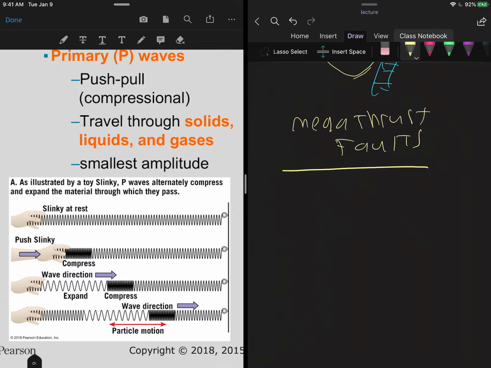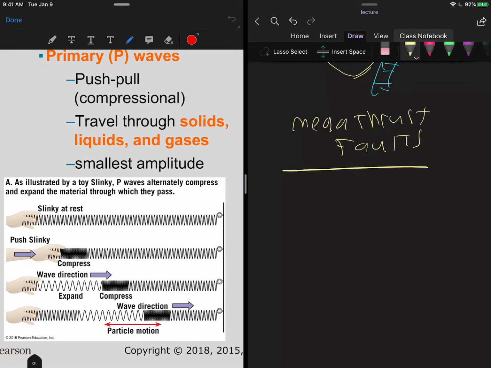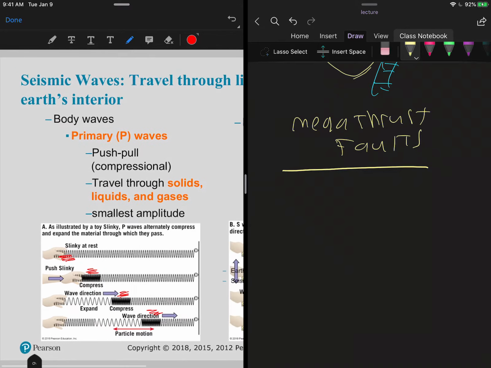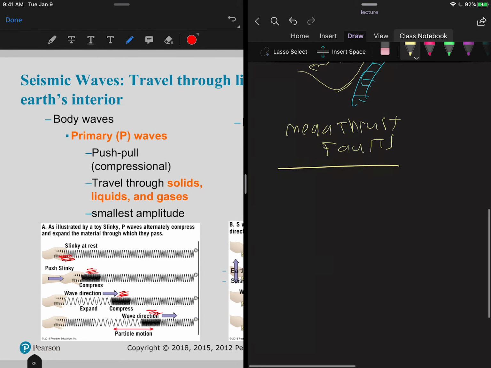So you can see here, you shake your hand back and forth, and as you do, you're sending out a wave that's traveling along the length of the slinky. These kinds of waves are called primary waves, and they travel inside the earth. So body waves travel inside the earth.